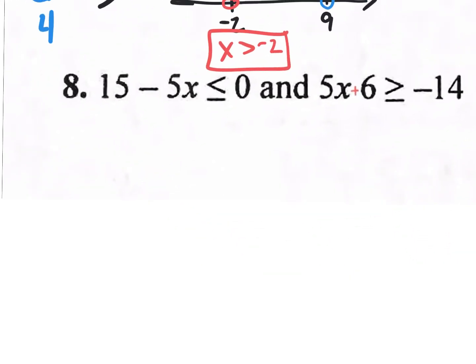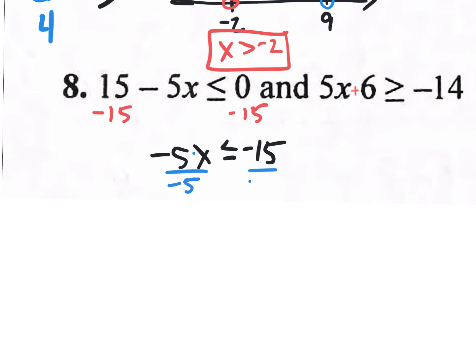This one has the word and in between it. So let's solve both. We're going to subtract 15 from both sides. We will have negative 5x is less than or equal to negative 15. We are dividing by a negative on our last step, which means that we flip the symbol, and it becomes x is greater than or equal to positive 3.